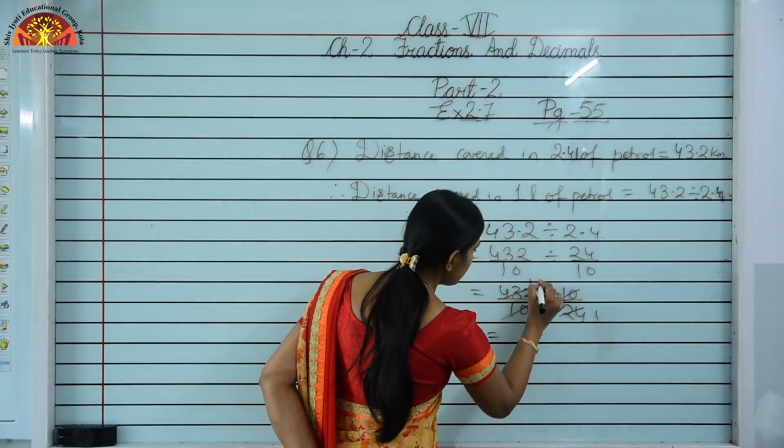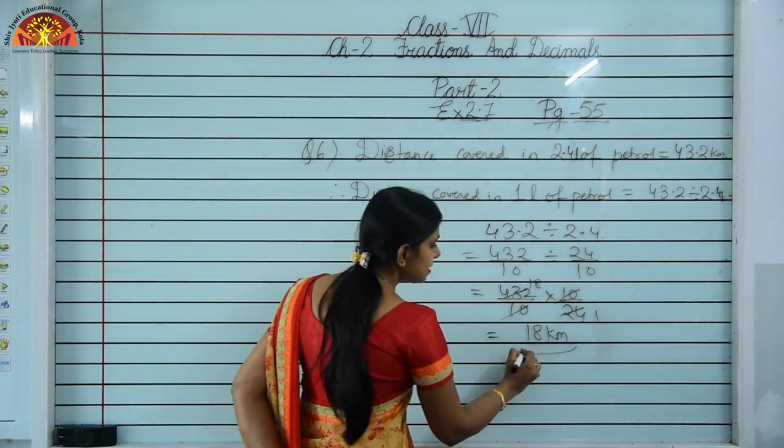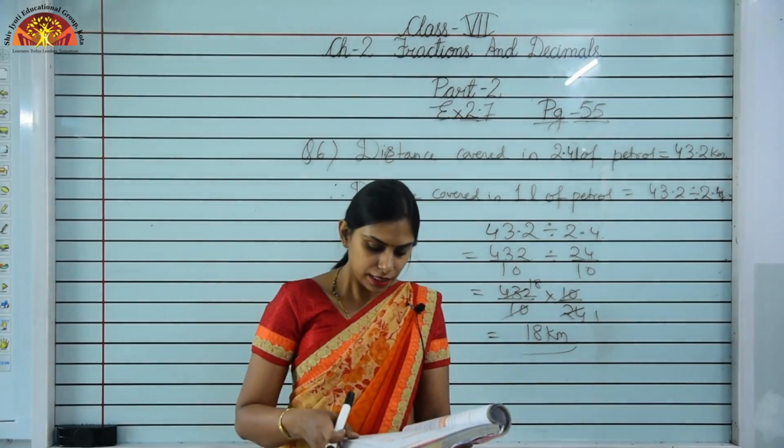So it comes out to be 18 kilometers. Okay, so the distance covered in 1 liter of petrol is equal to 18 kilometers.